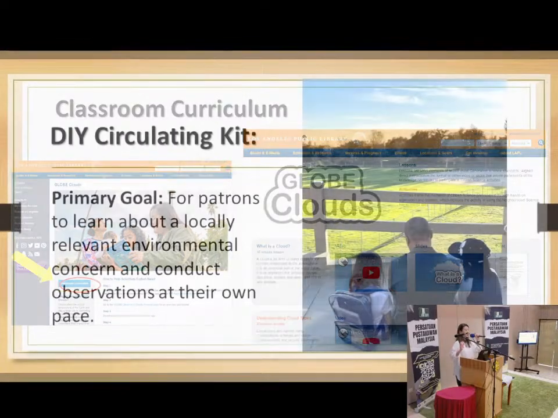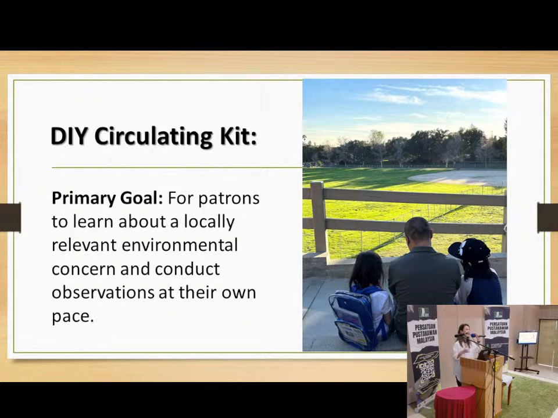The primary purpose of the circulating kit is really for us to engage any patrons, to learn about these locally relevant environmental concerns and to conduct observations at their own pace. Not everyone is going to walk through that door and attend your programs, and some of them don't even have time to do that. But they might have an interest in these topics, so they probably want to spend time doing this at their own pace. They can go through things slowly or quickly.